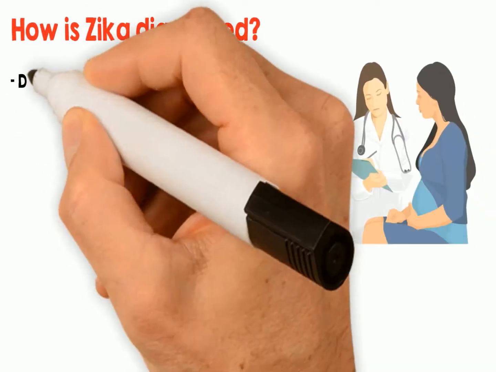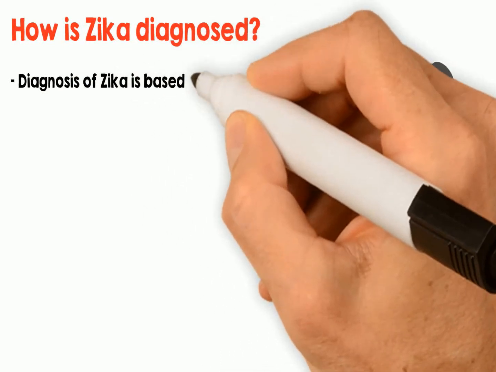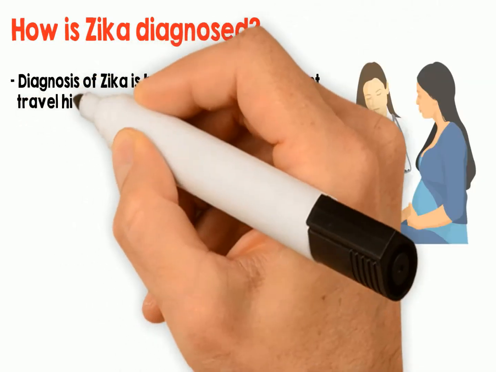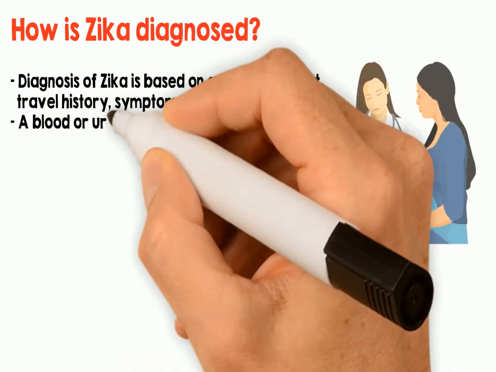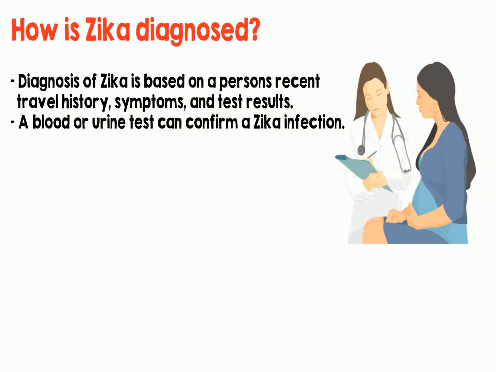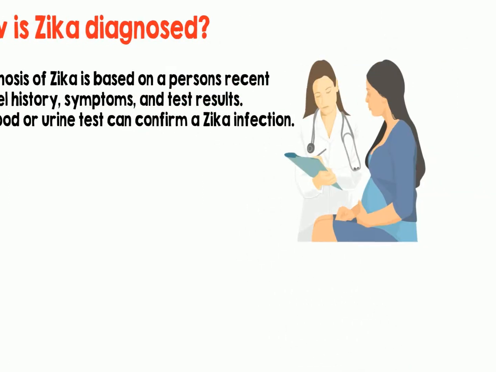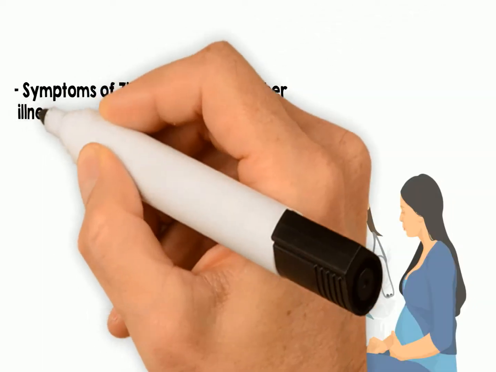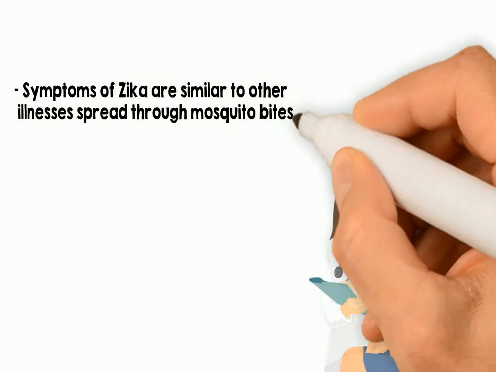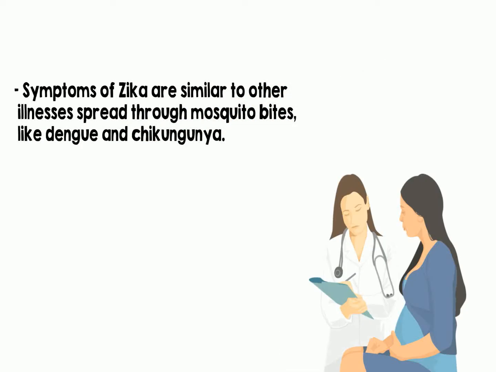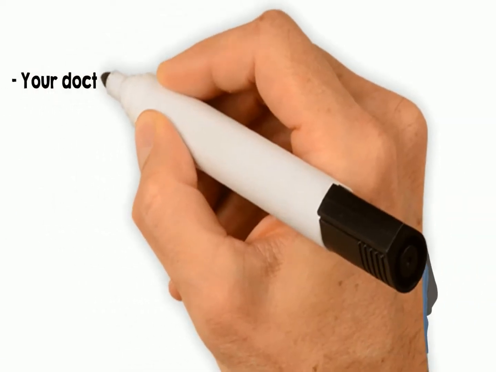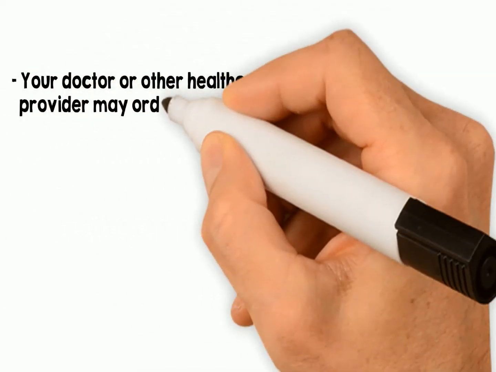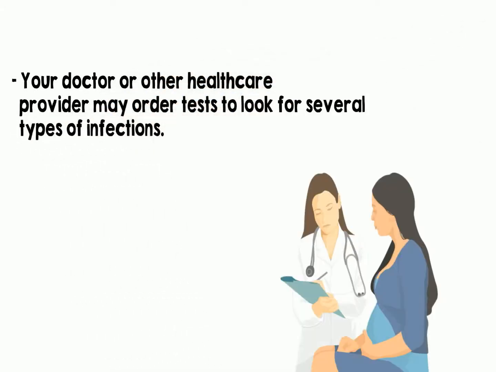How is Zika diagnosed? Diagnosis of Zika is based on a person's recent travel history, symptoms, and test results. A blood or urine test can confirm a Zika infection. Symptoms of Zika are similar to other illnesses spread through mosquito bites, like dengue or chikungunya. Your doctor or other healthcare provider may order tests to look for several types of infections.